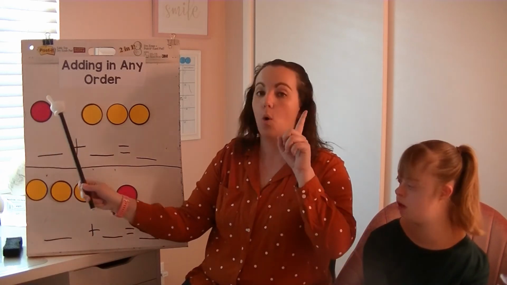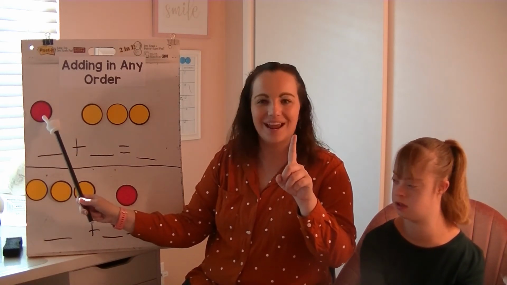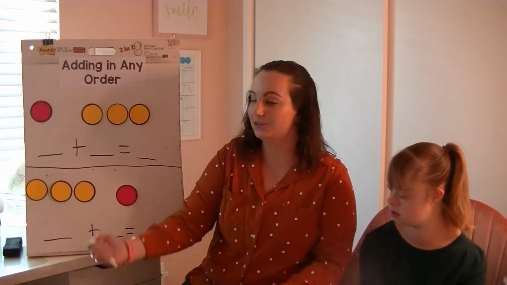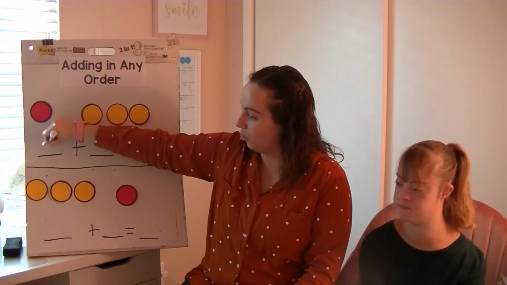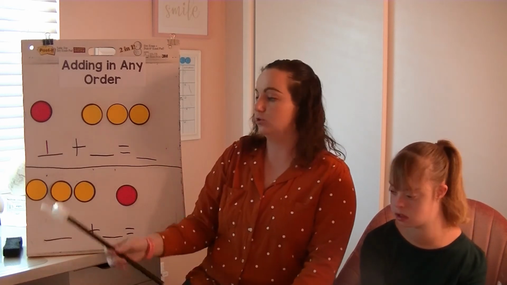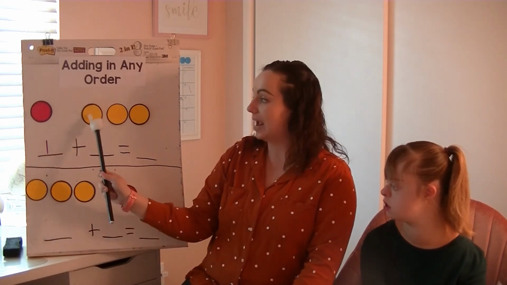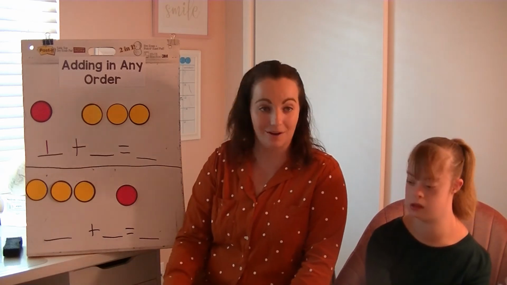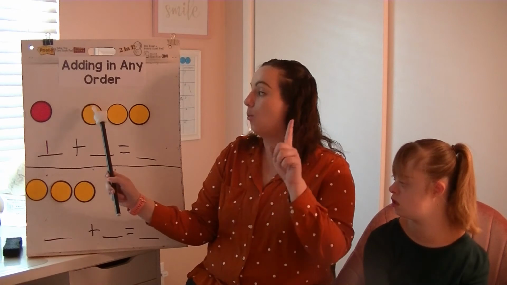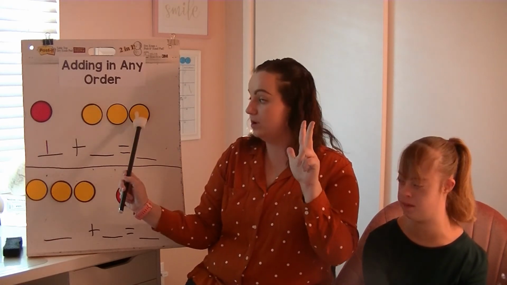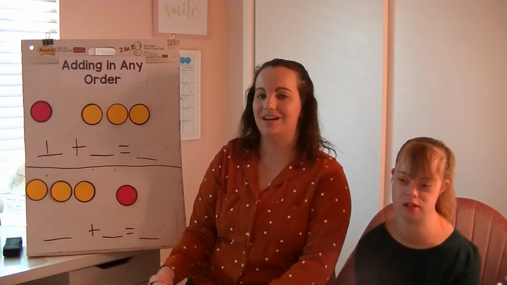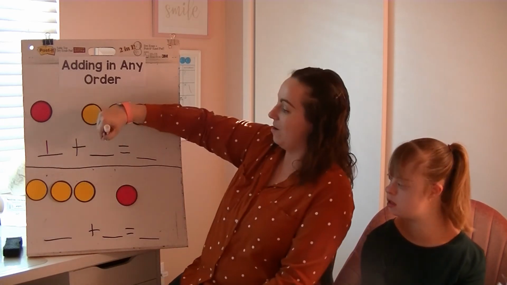Count with me. 1. How many red counters do I have? I think 1. 1. Good job. So I'm going to take my writing tool and write 1. Now, there's more counters to add, so they go plus. Let's count how many yellow counters we're adding on. Ready, set, count with me. 1, 2, 3. How many yellow counters do I have? I would say 3. 3. Nice work, Kaylee.